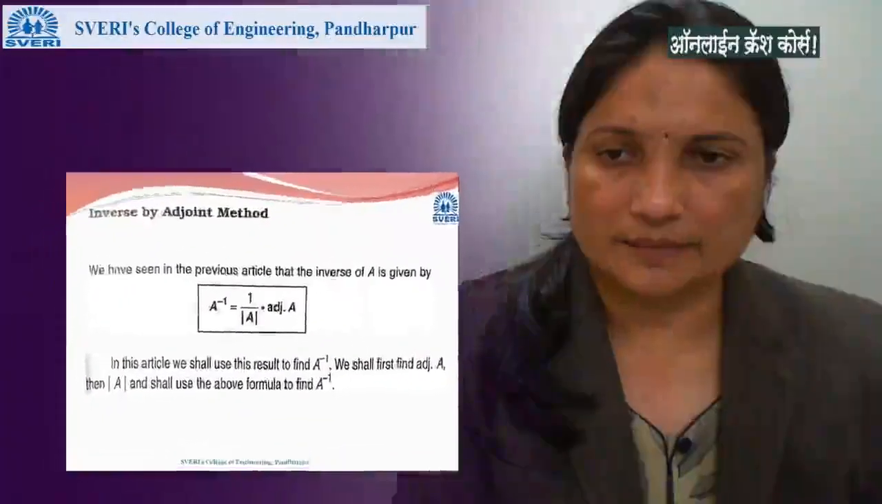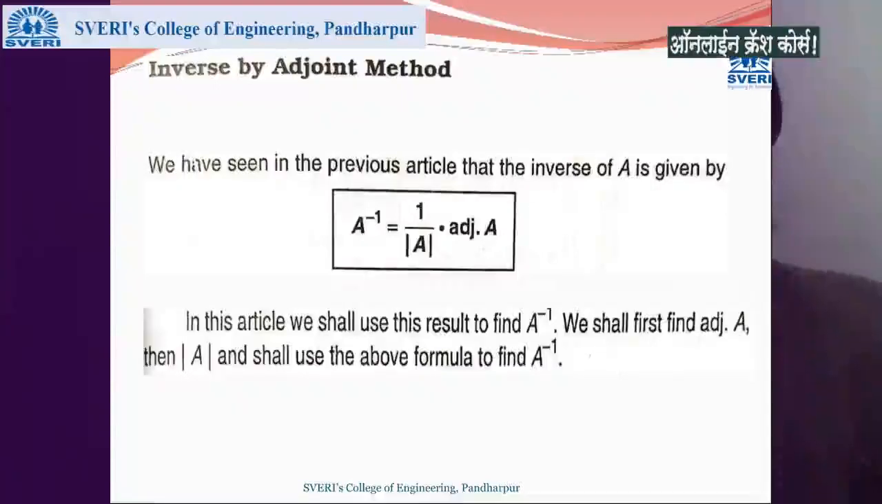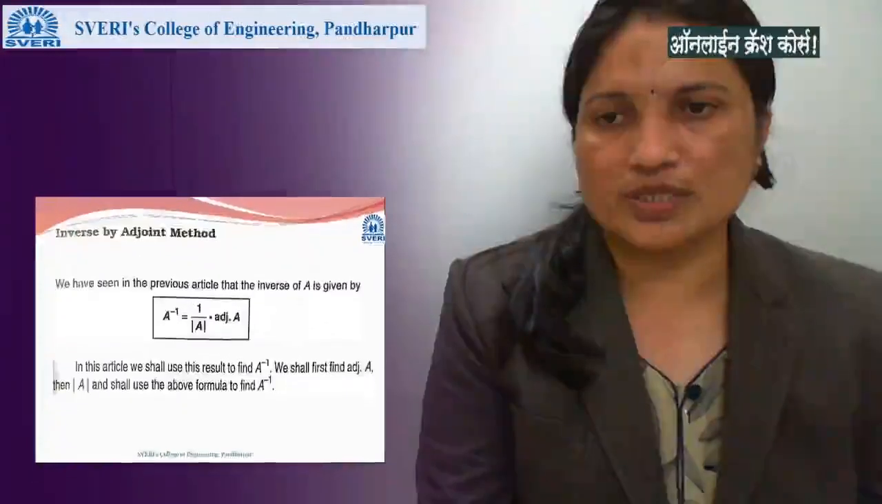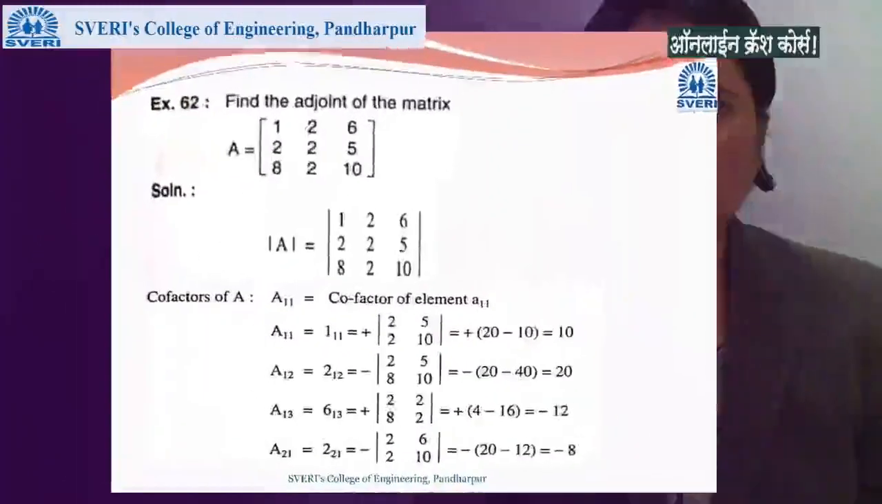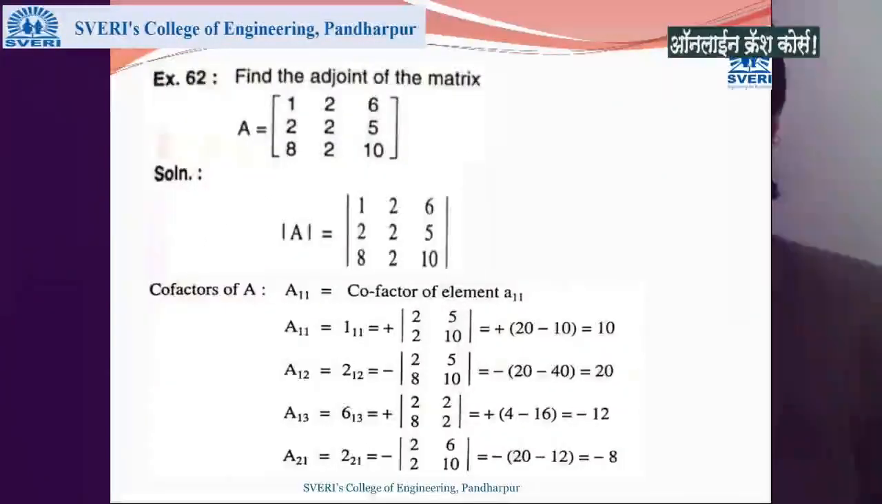Now we are going to see the adjoint of A. A inverse is equal to, as we know, 1 upon determinant of A into adjoint of A. So first we have to find the adjoint of A. How to find this adjoint of A? Just we are going to see here. Taking this example, a matrix A with elements 1, 2, 6, 2, 2, 5, 8, 2, 10. We are going to find the determinant of A, and before that, we are going to see the cofactors of elements.